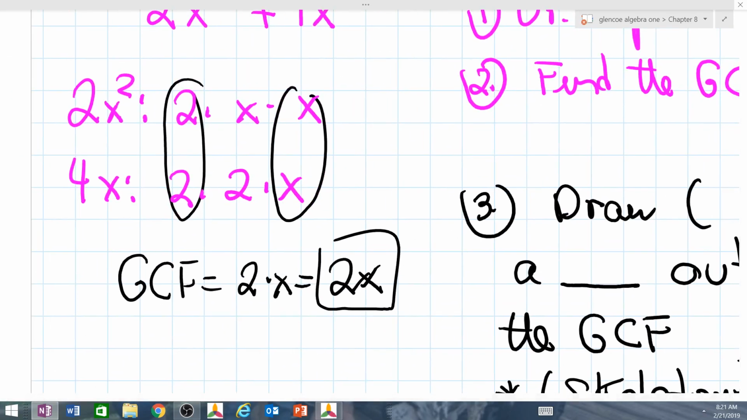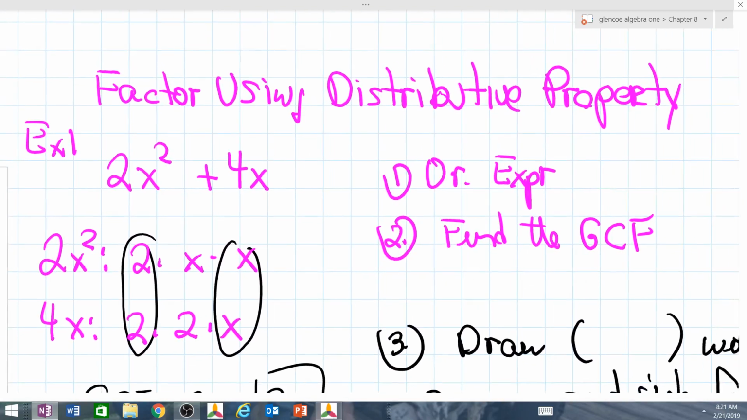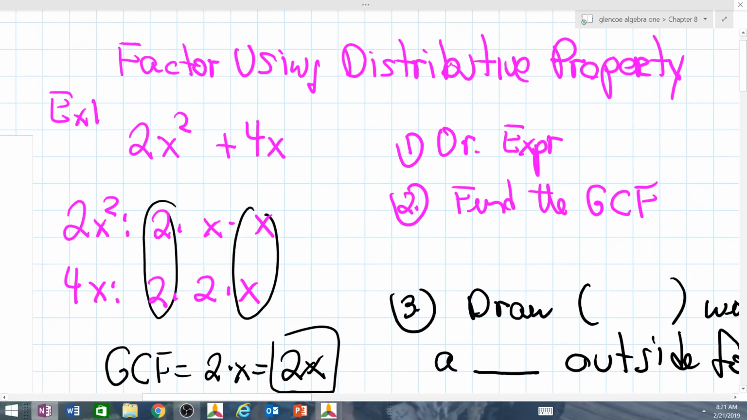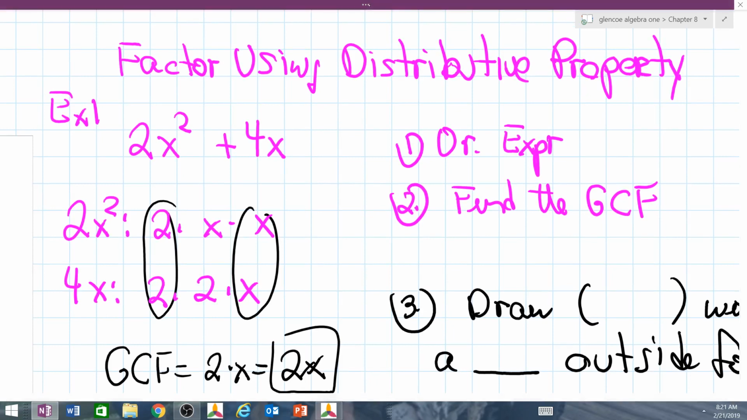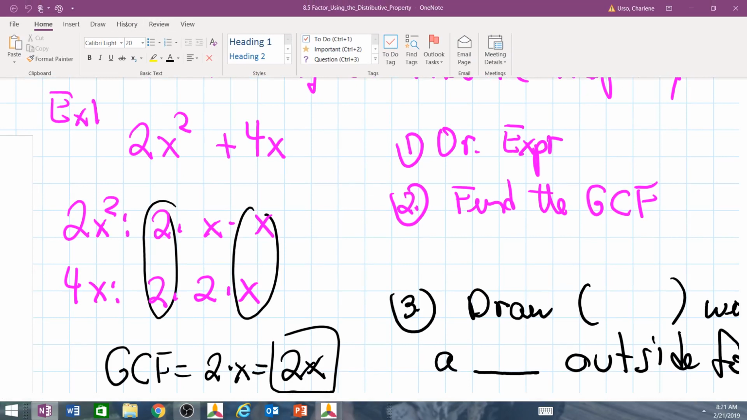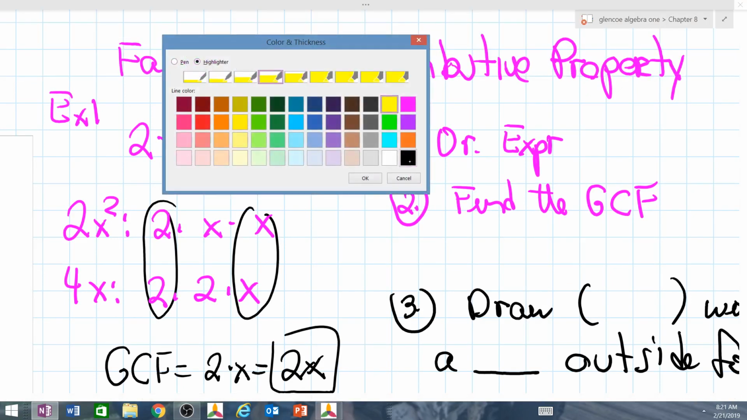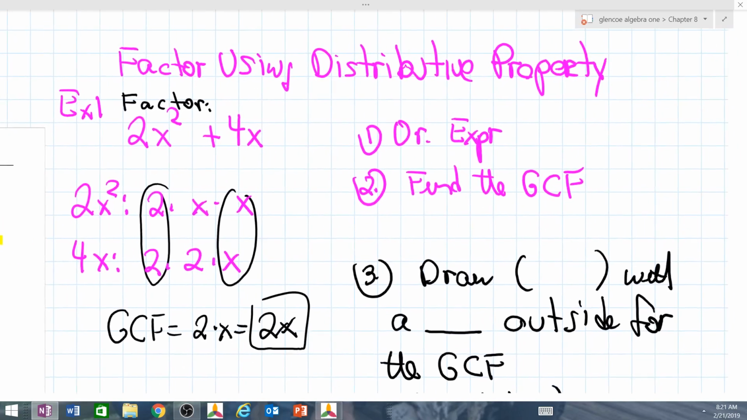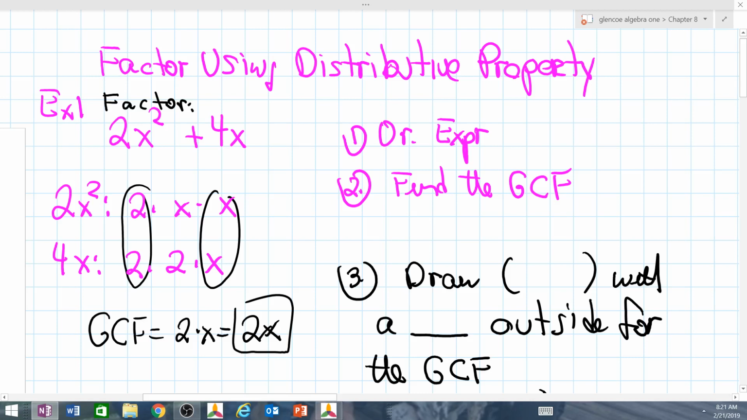So we're going to get started right here, and we're going to start with an easy example. Factor by using the distributive property. Our first problem is we want to factor 2x squared plus 4x. Okay, we have to realize that 2x squared plus 4x is the original expression. The second thing that we would do is we would find the GCF, which is the greatest common factor.